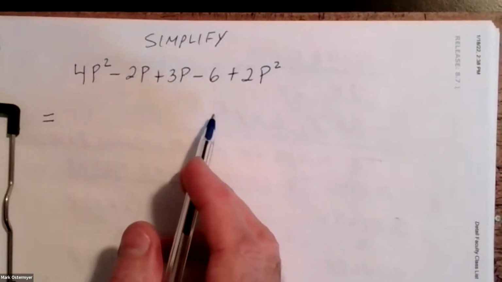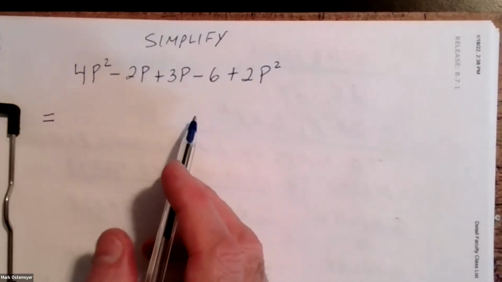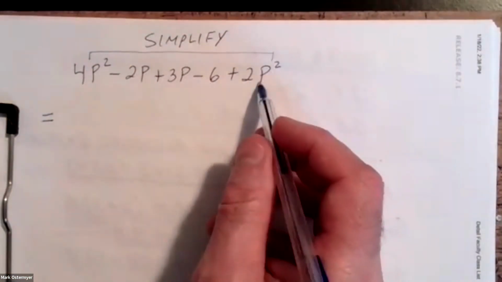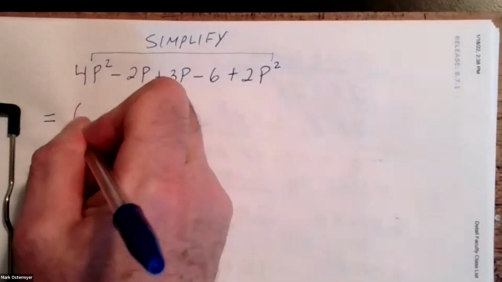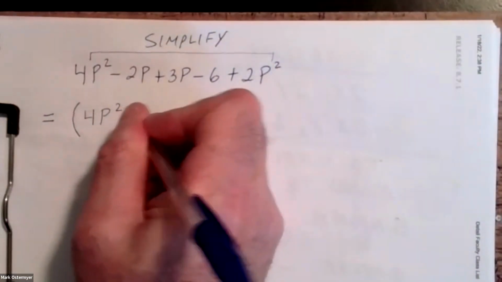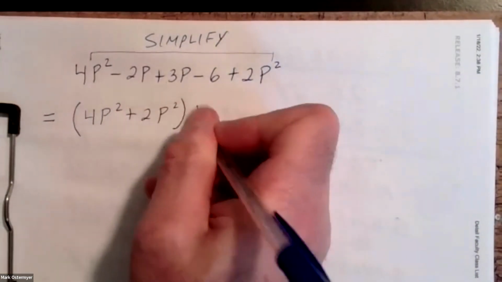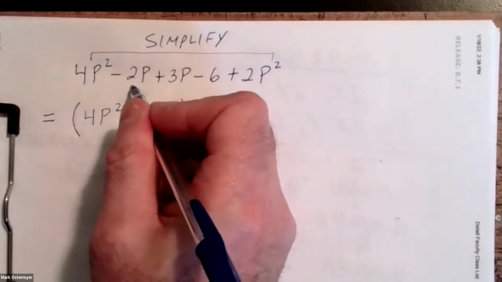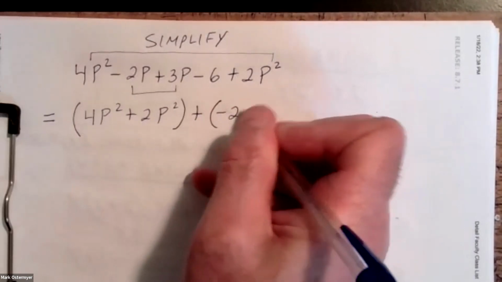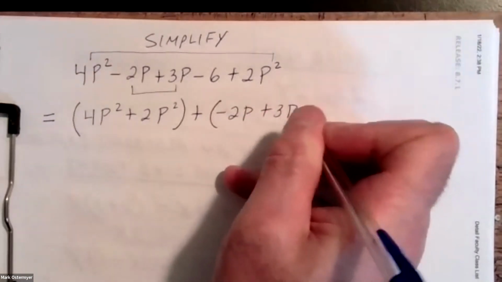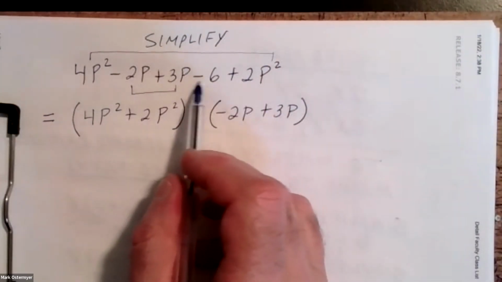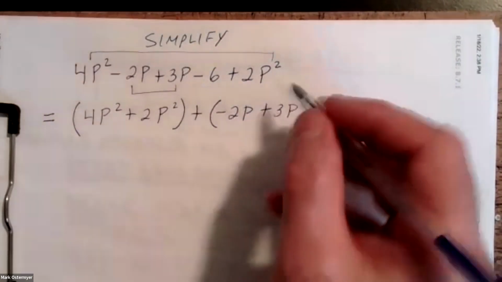Well, to simplify this algebraic expression, we have to combine like terms. 4p squared is a like term with this 2p squared over here. And again, feel free to group together like terms inside separate parentheses. So we got 4p squared plus 2p squared plus -2p is a like term with 3p. Those need to get together. We do have a constant term here, -6, that has nothing else to combine with, no other constant term to combine with, so we just bring it along.